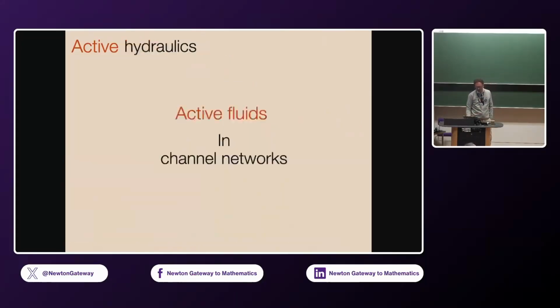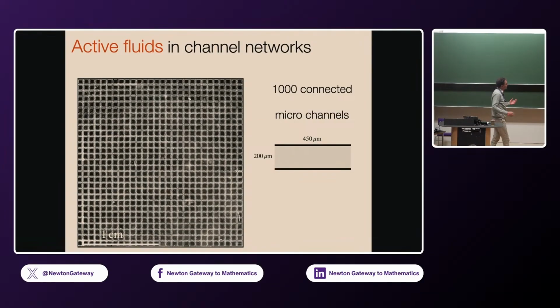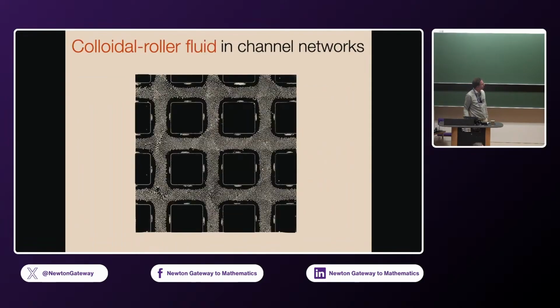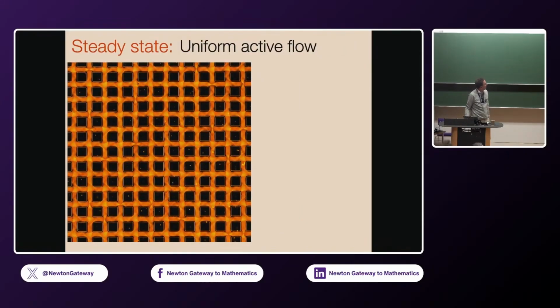Good. So we understand how active fluids flow in pipes. Can we now try understanding how they flow in channel networks? So the first thing that we did was to make a channel network, starting from the simplest geometry that you can think about, just a regular square lattice. You have here 1,000 connected microchannels. They are all the exact same geometry. And we filled this microfabricated structure with our favorite colloidal active fluid, and we just looked at the flow.